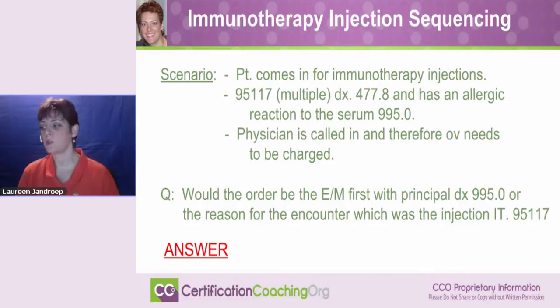So her question is, would the order be the E&M first with the principal diagnosis 995.0, or the reason for the encounter, which was the injection, with the code 95117? So let's see how I work this one up.